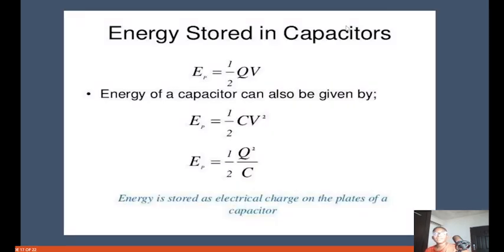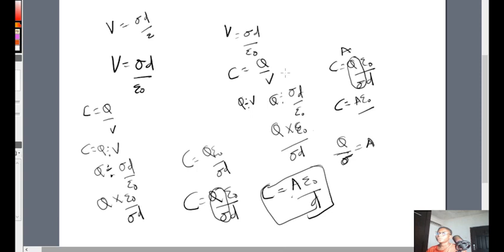So, energy stored in a capacitor. We have that E is equal to 1 over 2 QV. Let's go to our board to derive it. So we have that E is equal to 1 over 2 QV. And don't forget, this Q has a value. Recall that your C is equal to what? Q over V. And if you cross multiply, your Q will be equal to what? CV.